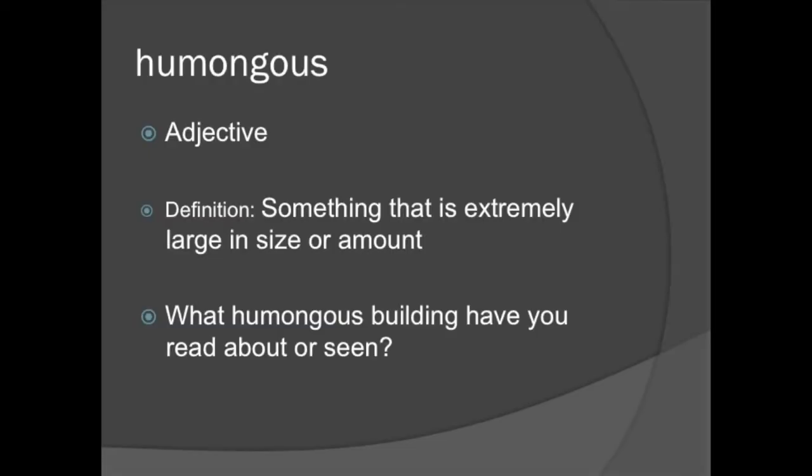Our next word is humongous. I'm sure you already could tell that this word is an adjective because it has an OUS suffix at the end. The OUS suffix is one of our common adjective suffixes. Let's look at the definition. Something that is extremely large in size or amount. So think about the word humongous in this sentence. The students on the field trip were surprised to see that the T-Rex Sue was so humongous. Now think about this question. What humongous building have you read about or seen? Write your response on your vocab sheet.